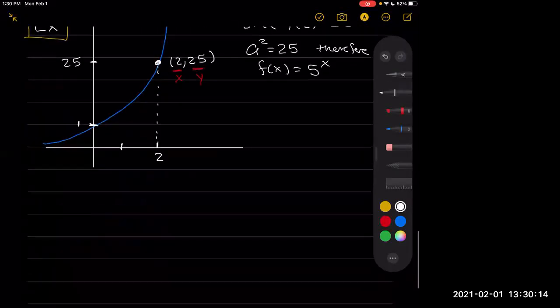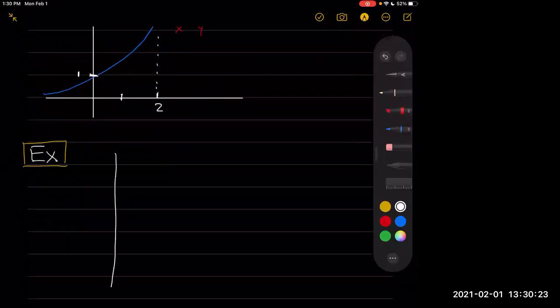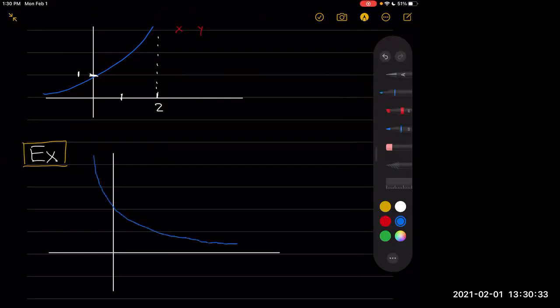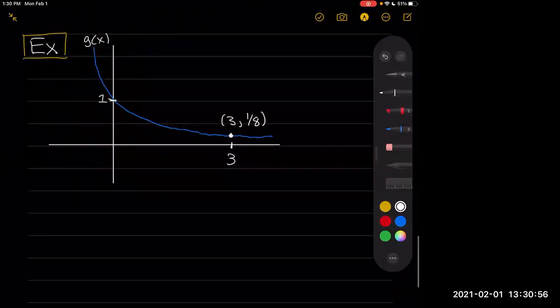Similarly, if we were to look at another graph, but this time looking like this. Sorry, I know that my lines are getting a little squiggly there, but it's okay. Where this is 1. Then, if we were to look at a point like this, 3, 1/8, and we'll call this graph g of x. So here, g of 3 equals 1/8.